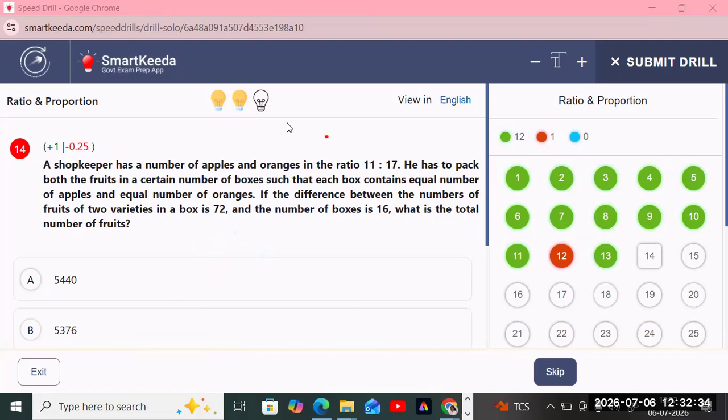Another question. A shopkeeper has apples and oranges in the ratio 11:70. The apples are this many, the oranges are that many. He has to pick both the fruits in a certain number of boxes.